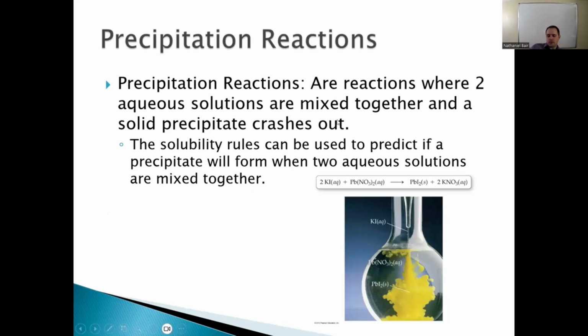Okay. A precipitation reaction is a reaction where you mix two aqueous solutions together and a solid crashes out, which is what this awesome looking picture is of right here. In this flask we have an aqueous solution of lead(II) nitrate, and in this burette we have an aqueous solution of potassium iodide, and you can see it's making an insoluble yellow solid here, which is lead(II) iodide. And we can predict that this would happen by doing a double replacement reaction and then checking the solubility of each product. So let's look at that.